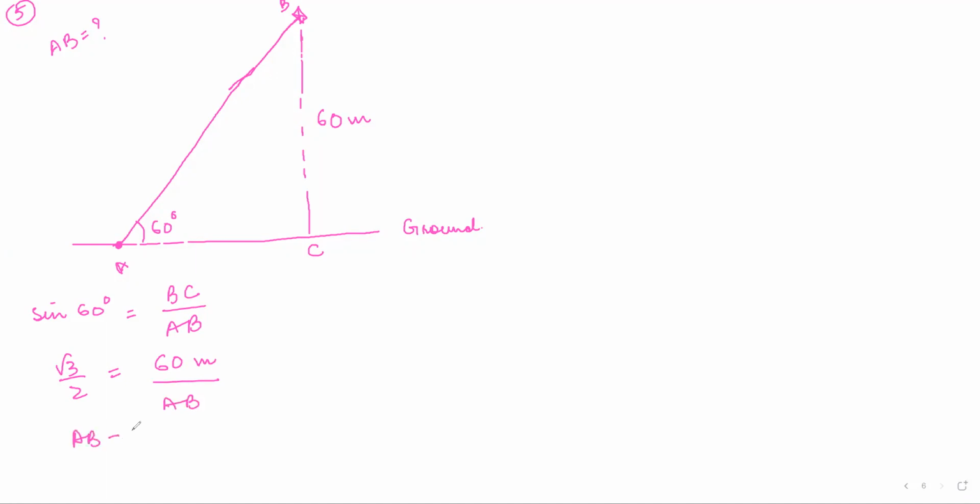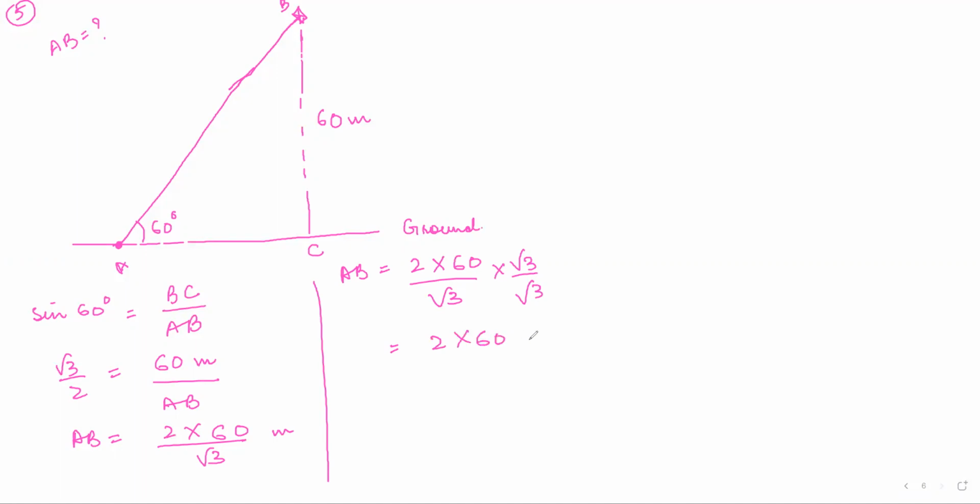So my AB becomes, cross multiply, 2 into 60 divided by under root 3 meters. So you can see I have under root in the denominator. So you rationalize it. AB is equal to 2 into 60 divided by under root 3, into under root 3 into under root 3. That becomes 2 into 60 into under root 3 divided by 3. So that becomes 2 into 20 into under root 3, so that becomes 40 under root 3 meters.